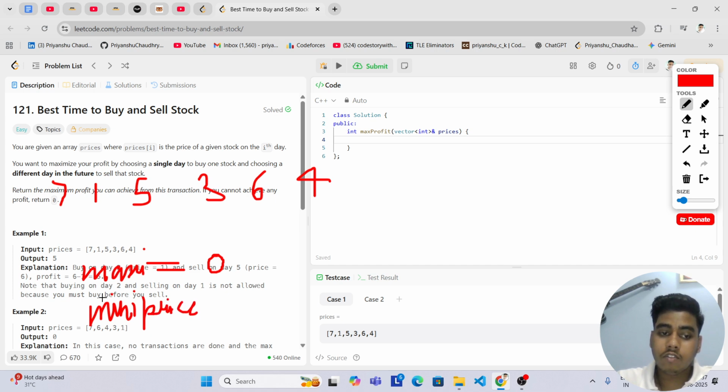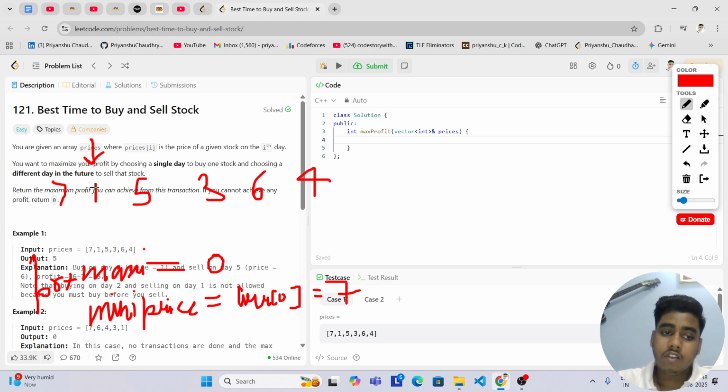This is for the profit. Okay, and we will keep track of the minimum price. For the minimum price, let's take the first element only. So for now the minimum price is 7, and now we have to sell it, so we will obviously sell in the future. So we will start from the 1st index.